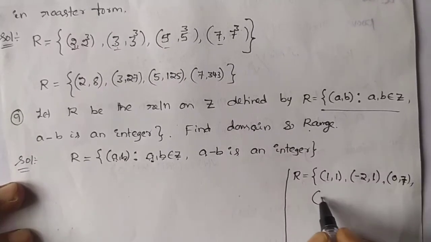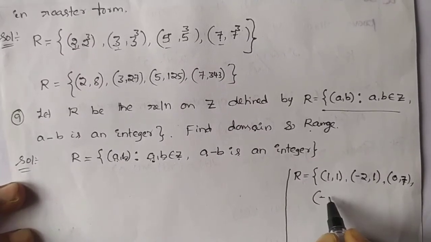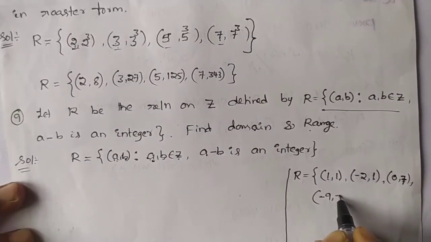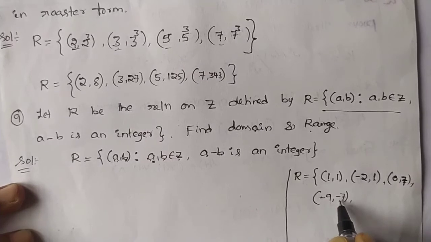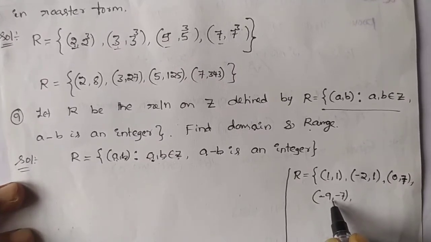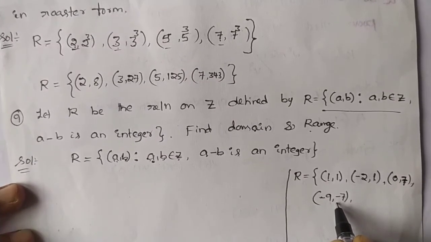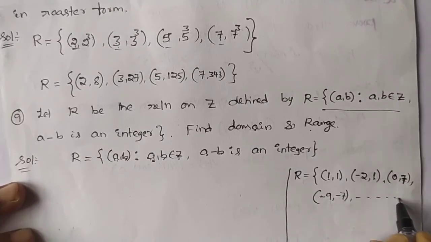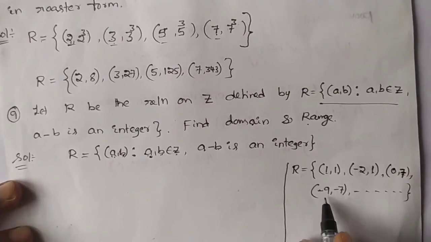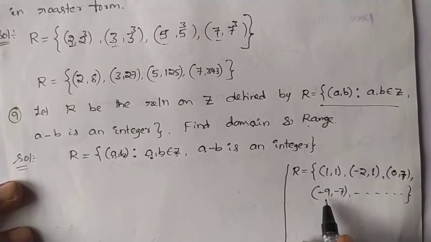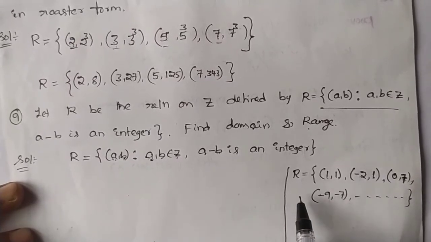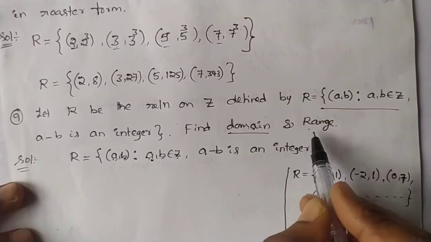Randomly I'm taking the numbers. Next, minus 9 minus 7 is how much? Minus 16. Minus 60 is also an integer, and so on. Like this we will define the relation, isn't it? Now he is asking that we have to find the domain and range.